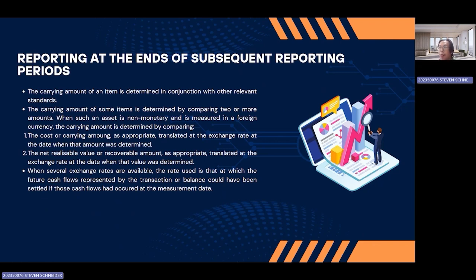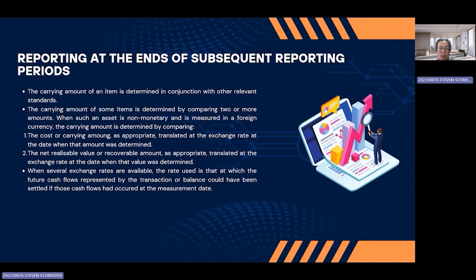Next, the carrying amount of some items is determined by comparing two or more amounts. For example, the carrying amount of inventories is the lower of cost and net realizable value in accordance with IAS 2, which is about inventories. Similarly, in accordance with IAS 36, which is the impairment of assets, the carrying amount of an asset for which there is an indication of impairment is the lower of its carrying amount before considering possible impairment losses and its recoverable amount.